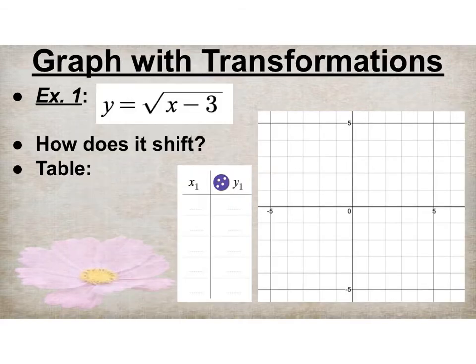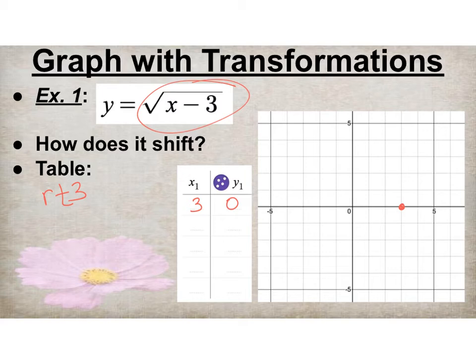So let's try to graph with some transformations. So how does this shift? Well, the number is inside with the x, so that means it's going to go to the right 3. It was at 0, 0, so I'm going to go to the right 3, and I have that point in my table. If I pick something less than 3, now that I know where the shift is, it's just going to end up being negative. 2 minus 3 is negative 1. 1 minus 3 is negative 2. And we're not graphing any imaginary numbers.